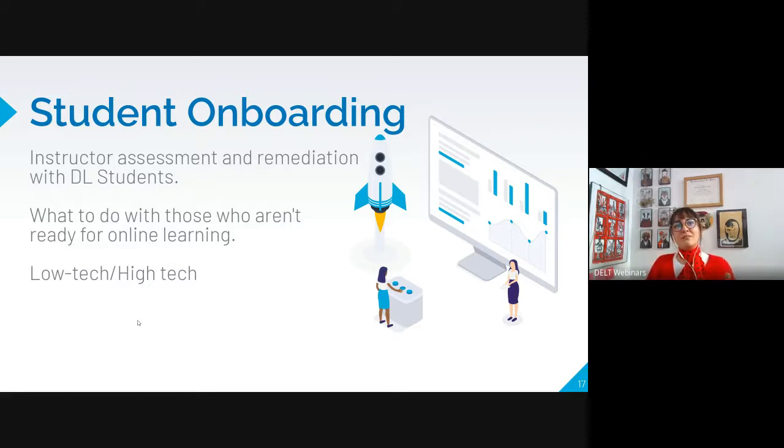So we should always push our students a little bit into the high tech, because now the world is very rigorous, right? You need to do all this, even for the vaccine, you need to do it online, right? So it's very important.